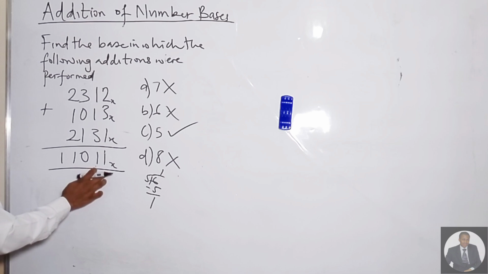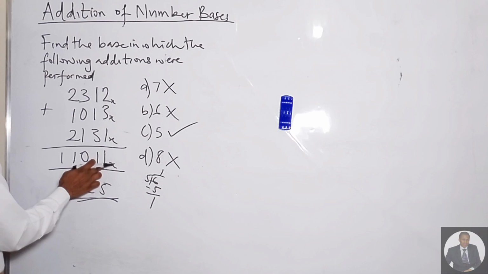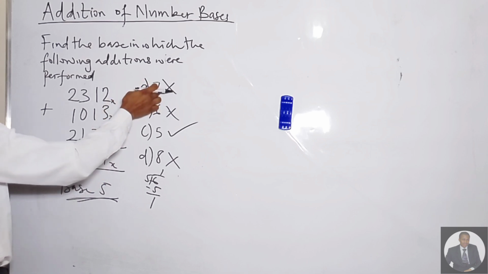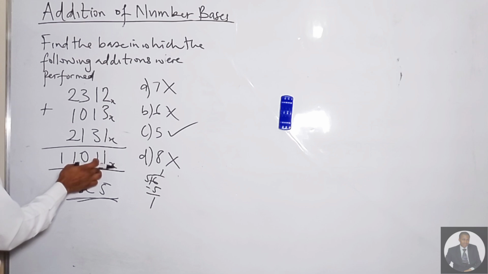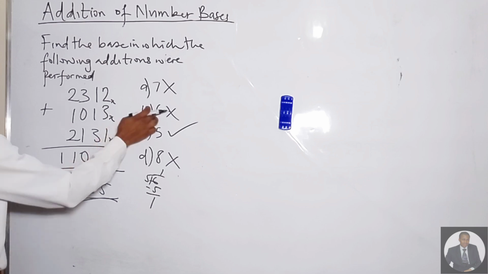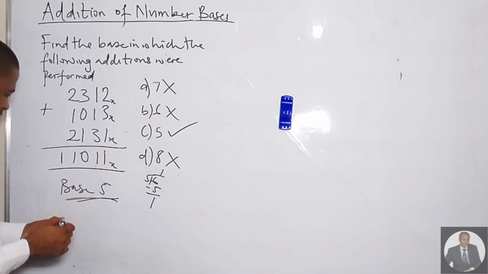So definitely it is in base 5. If it's in base 8, we would have written 6. It cannot be in base 7, we would have written 6. If it's in base 6, we would have written 0 here, because 6 in 6 is 1 remains 0. We have written 0. So the answer is in base 5.